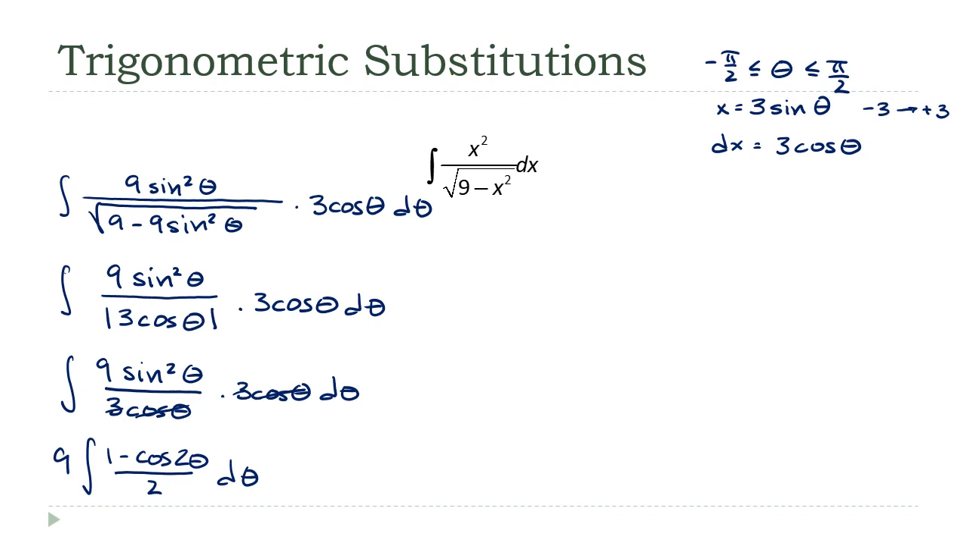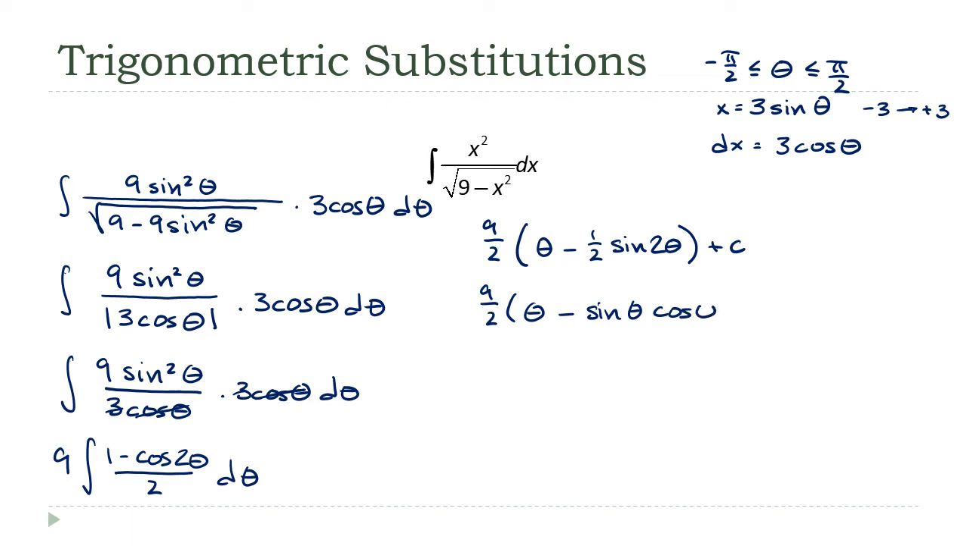And I can integrate this. I'm going to bring that 9 out. So this is 9 halves. It's going to be the integral of 1, that's theta, minus the integral of cosine 2 theta. So that's 1/2 sine 2 theta, plus a constant. Now, sine 2 theta is 2 sine theta cosine theta. This one comes up a lot with these, right? So this is just 9/2 times theta minus sine theta cosine theta.